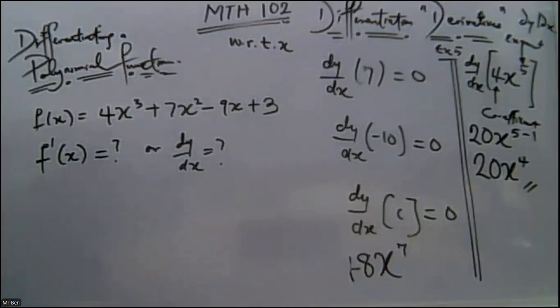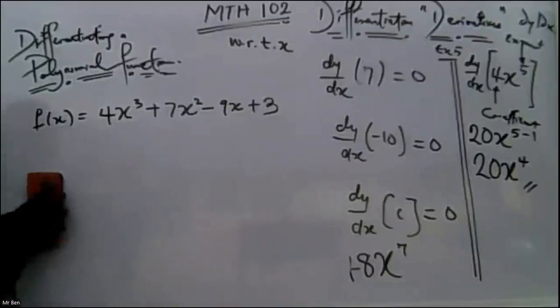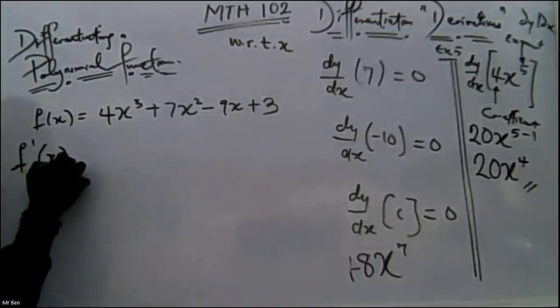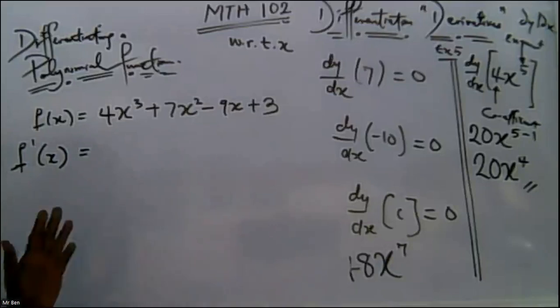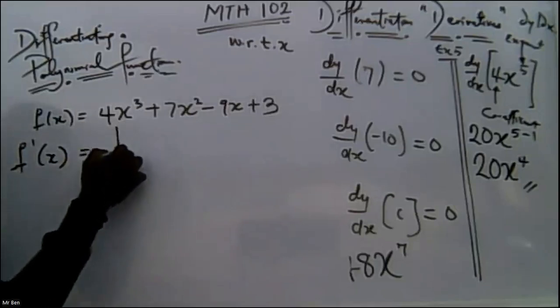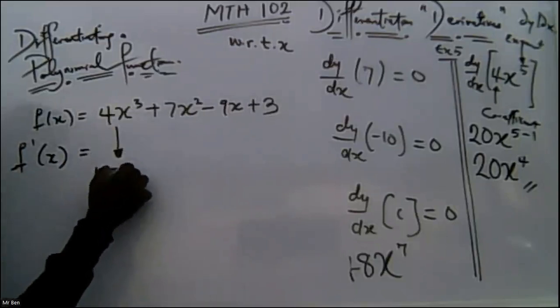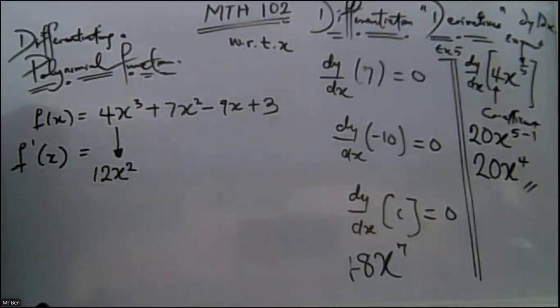So, can I continue? All right. If you are differentiating a polynomial function, let me say I want to find the derivative of this polynomial function, all you have to do is differentiate each term separately. Let's start by differentiating this term. It will give us 4 times 3, which gives 12x raised to power 3 minus 1, which gives 2.